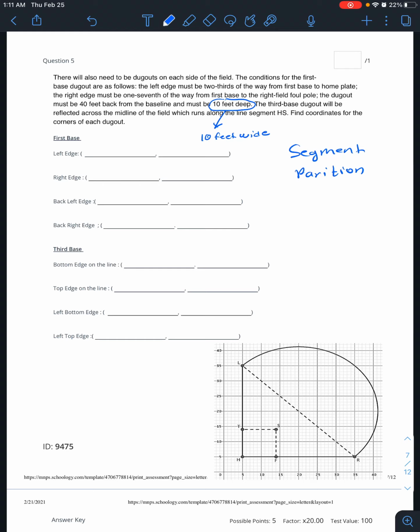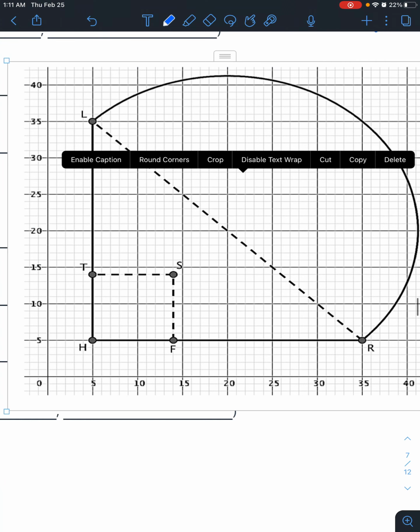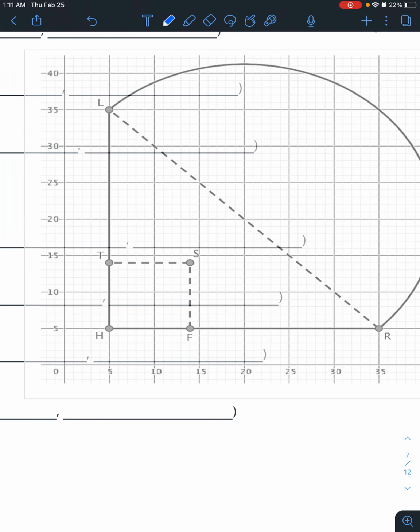So what do we try to do here? So pretty much we're trying to make dugouts. And if you know anything about dugouts, they're normally outside the field. So they'll be somewhere.